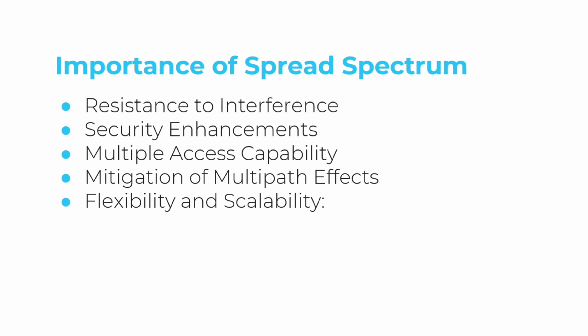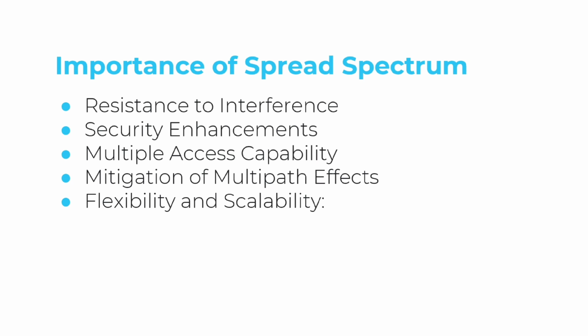The technology is also able to mitigate multipath effects. Now, basically what happens is when multiple signals come through, they are going to interfere because the signals are arriving at the receiver at different times due to reflecting off various objects.